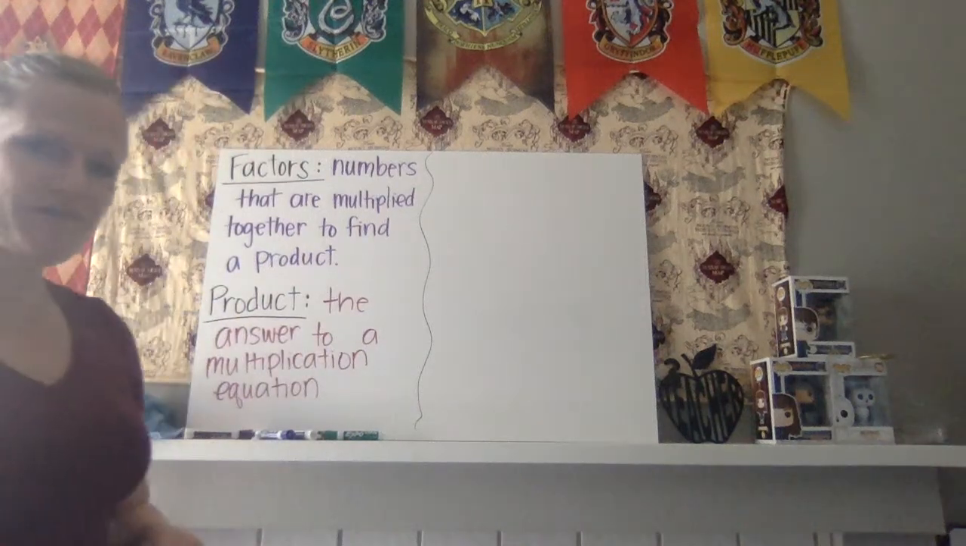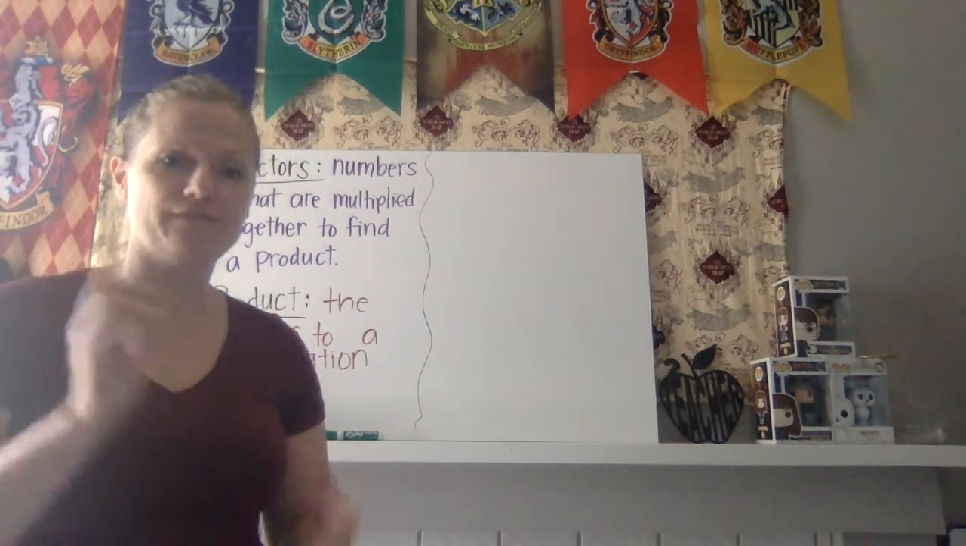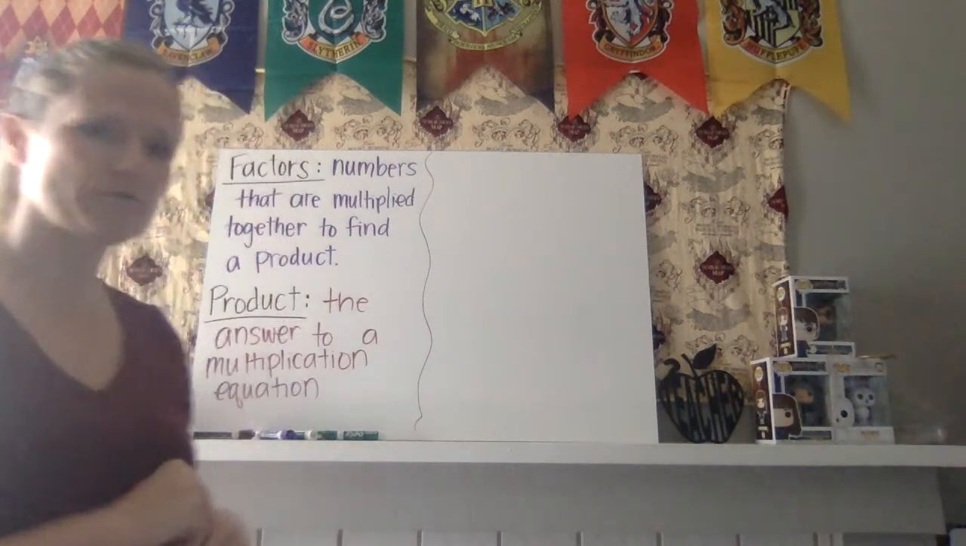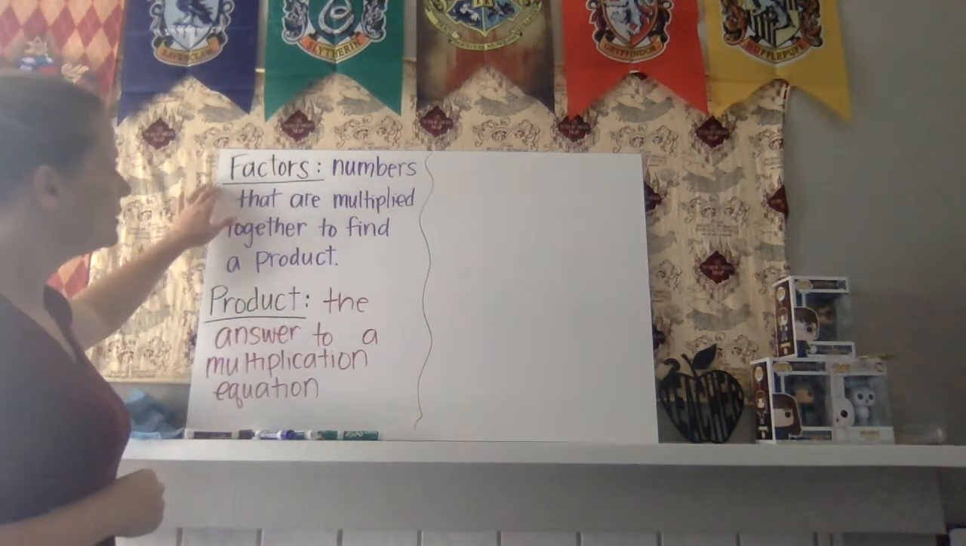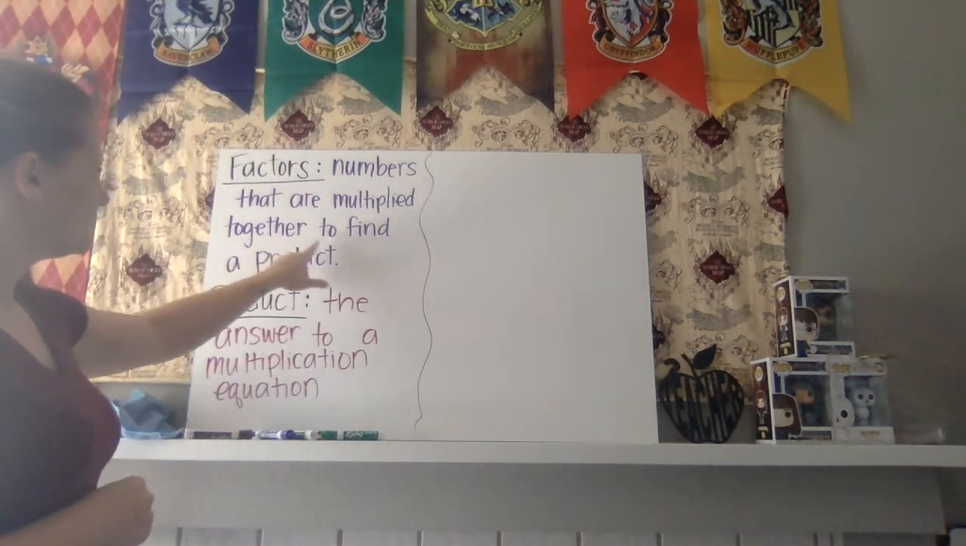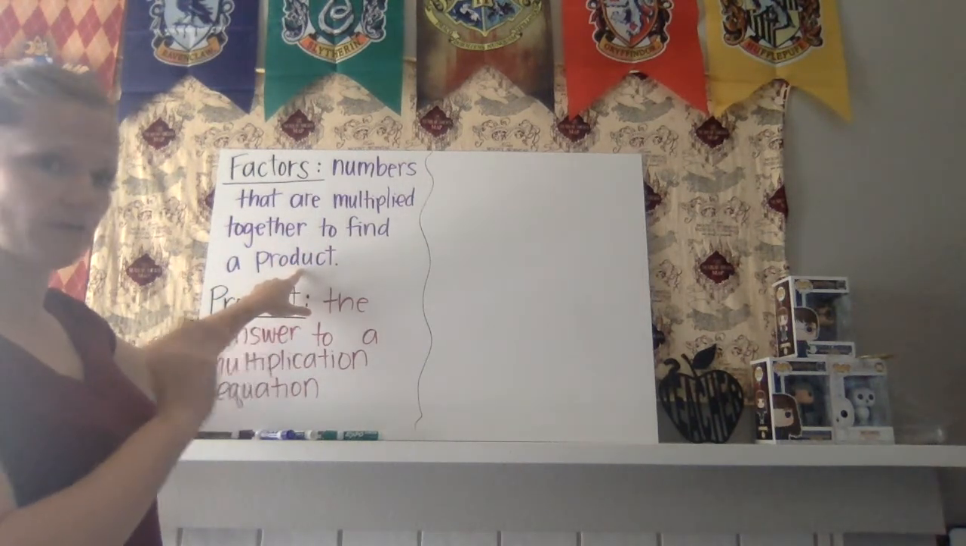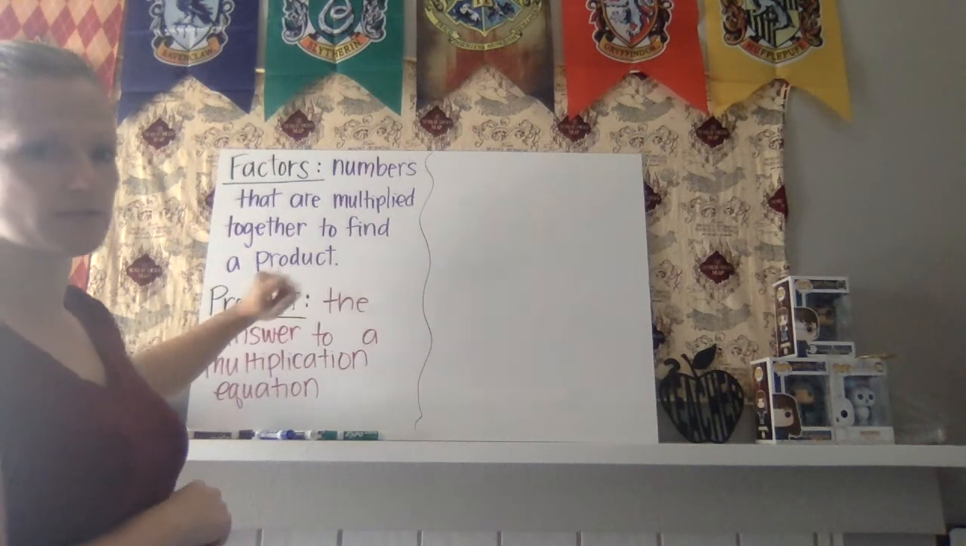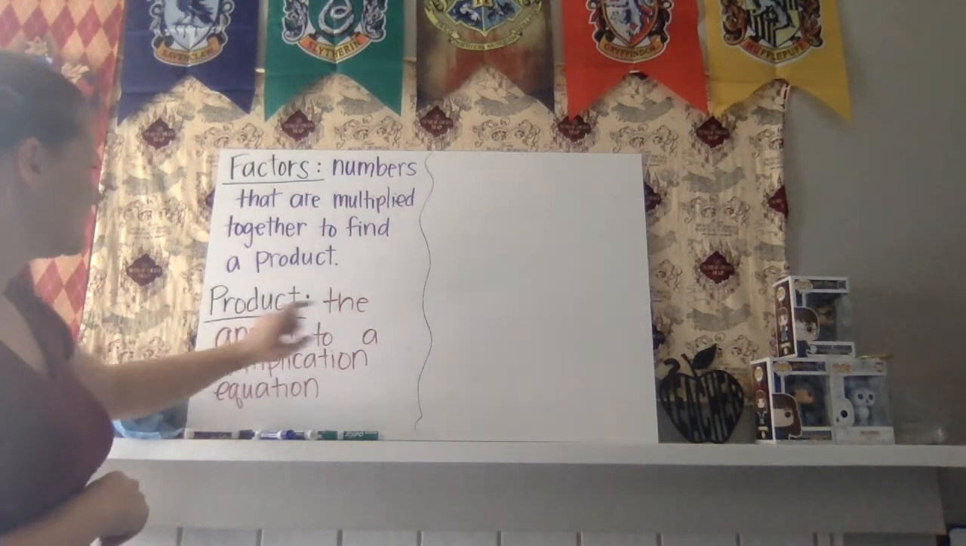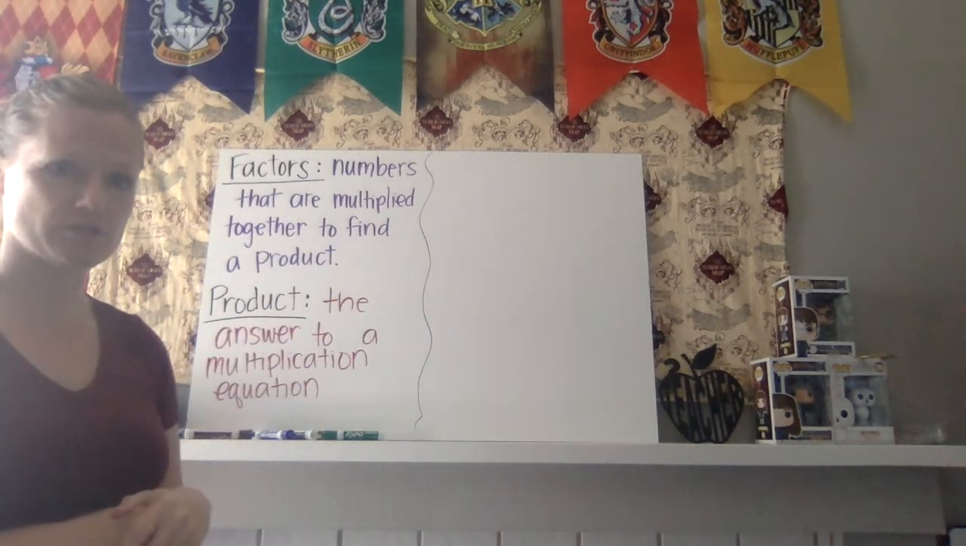Today we're going to talk about factors, multiplication, and fact families. First we're going to go over some vocabulary. Factors are numbers that are multiplied together to find a product. So we are multiplying two factors or three factors, whatever it is, to get to a certain product. The product is the answer to a multiplication equation.